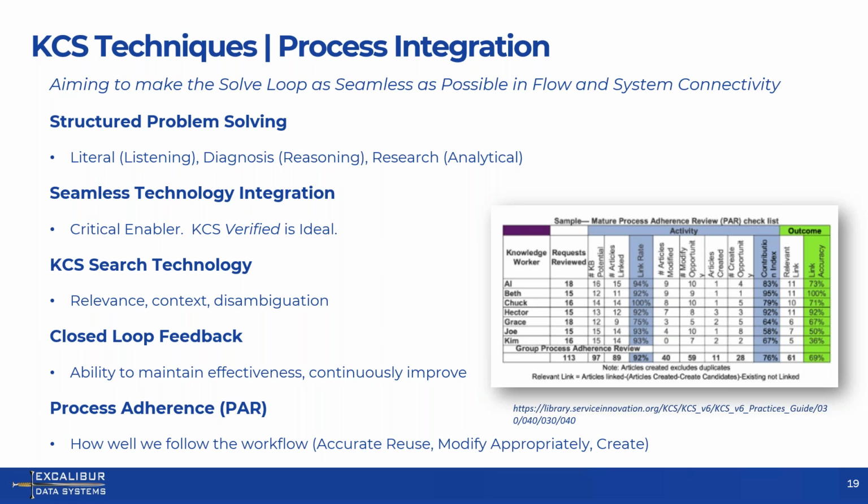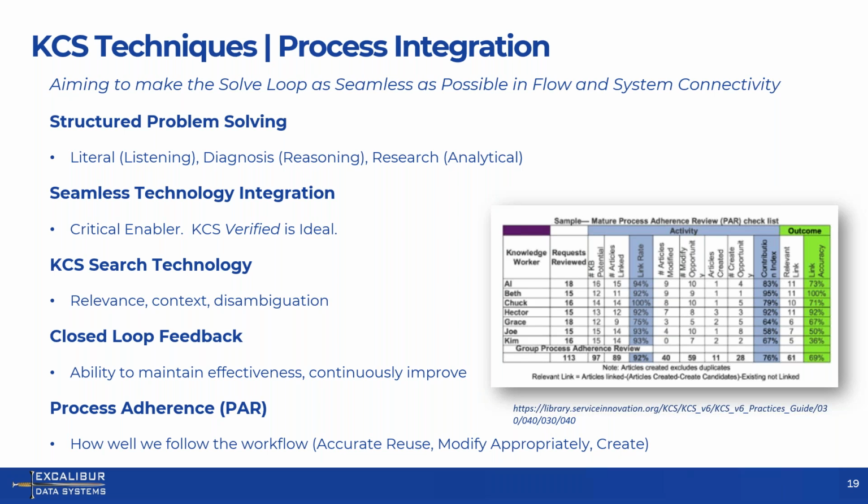Same thing is true in that vein with how we search. We want to have a relevant, contextual search. We don't want to have ambiguous kinds of search results, that kind of thing. So we're always trying to improve upon the content that is delivered back from a search in order to be as effective as possible there. We want to continuously improve, so we are working to take what we learn as part of the Evolve process and roll it back into the Solve Loop segment. So that is in part also how process adherence is done.